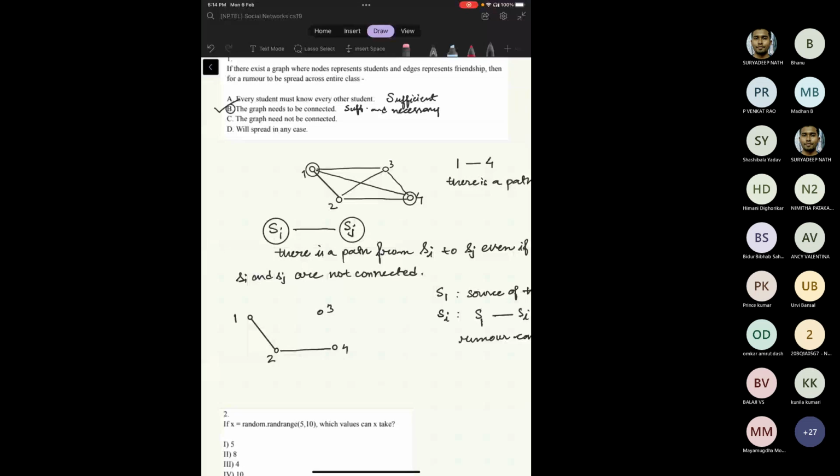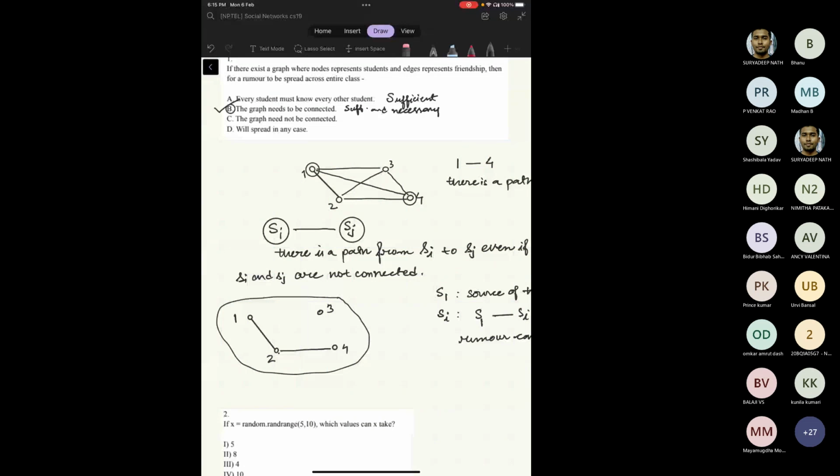However, if it is not connected, consider another example of the same network, where we disconnected 3 from all the other students. There is an edge between 1 and 2, and an edge between 2 and 4. It means that 1 and 2 are friends, 2 and 4 are friends, but 3 is somehow excluded. So if 1 is the source of the rumor, it can pass on to 2, and 2 can pass on to 4. But there is no way that 1, 2, or 4 will pass it on to 3 because 3 is not a friend of 1, 2, and 4. Therefore, 3 will not know. So one member of the class is excluded.